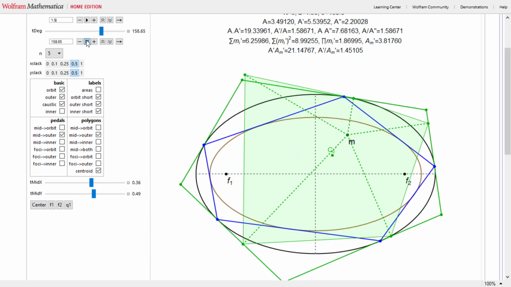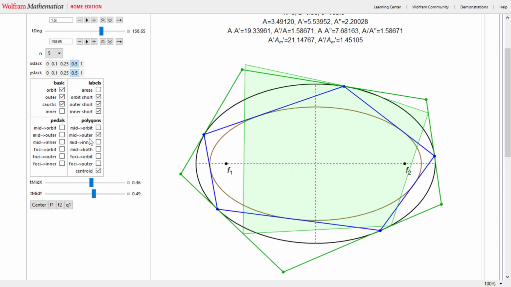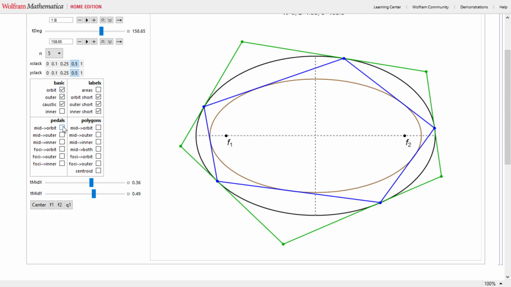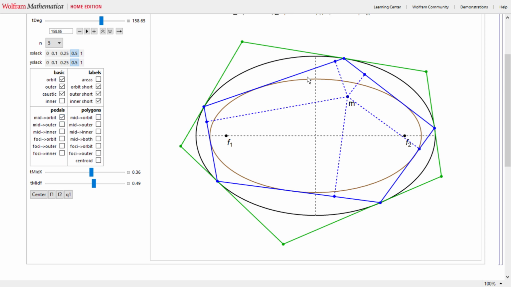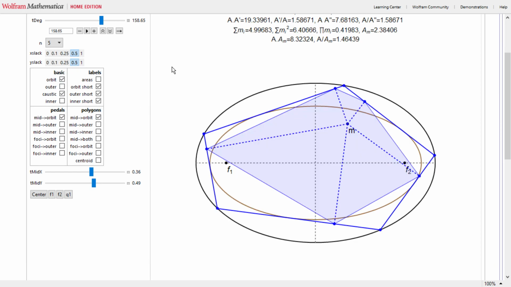Let's interrupt this for a second, and now investigate similar things with a polygon defined by the feet of the perpendiculars onto the n-periodic itself. So I'm going to turn off the outer so we focus on this more basic phenomenon. So here's the pedal polygon. This one has less harmony, in terms of invariance, than the outer one, but let's look at what they are.